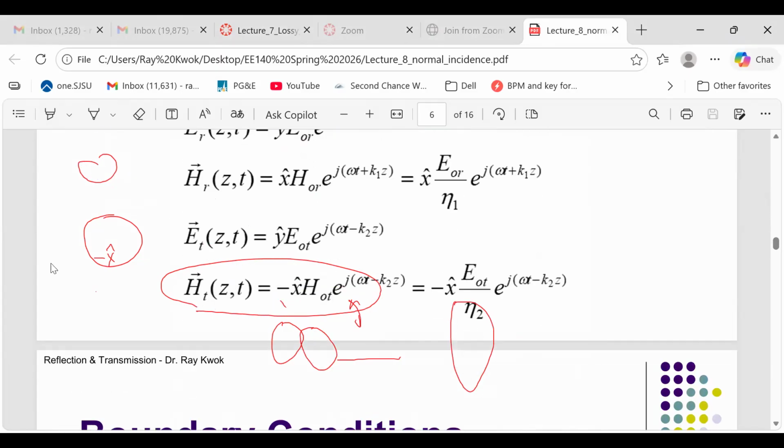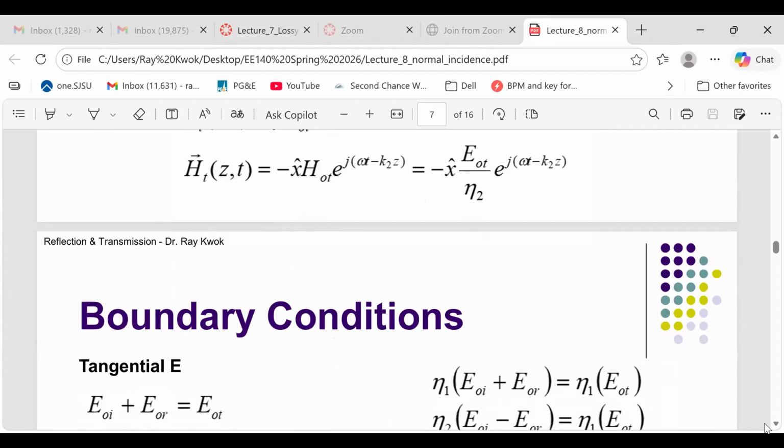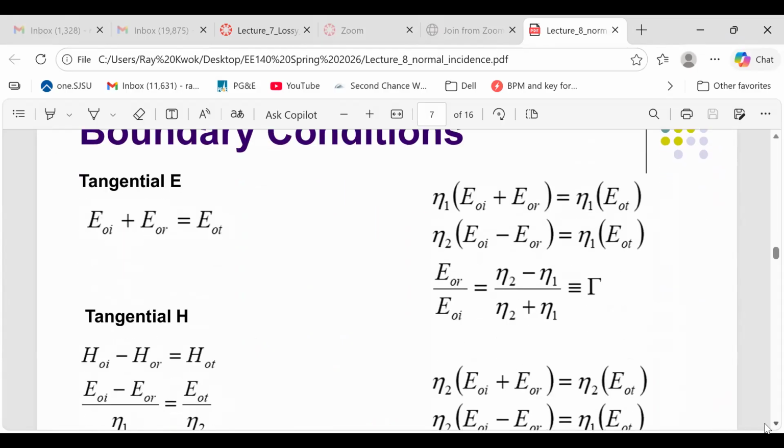I'm not going to do that in detail. Go home and do it. These are all within your capability. You all know this very well.